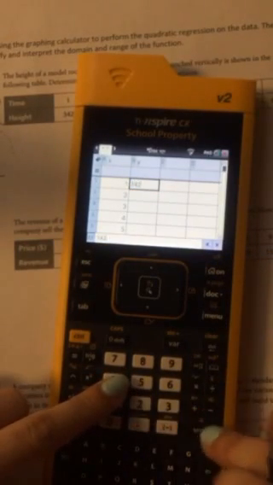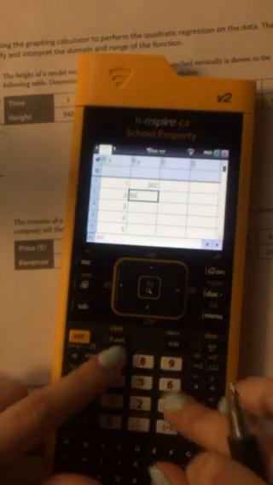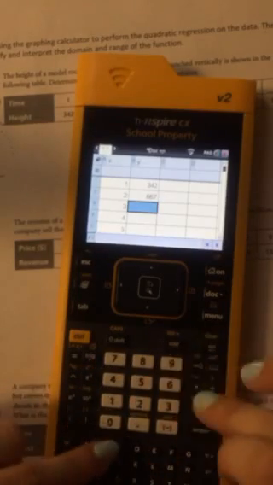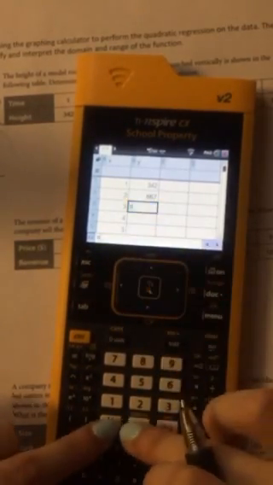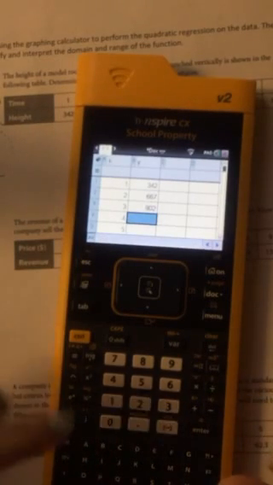Then I'm going to put in my data here. If at any time I'm going too fast, go ahead and ask Miss Gray to pause it so that you can catch up with putting the stuff in the calculator.